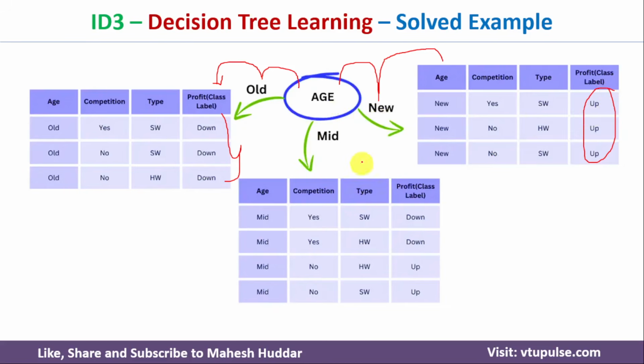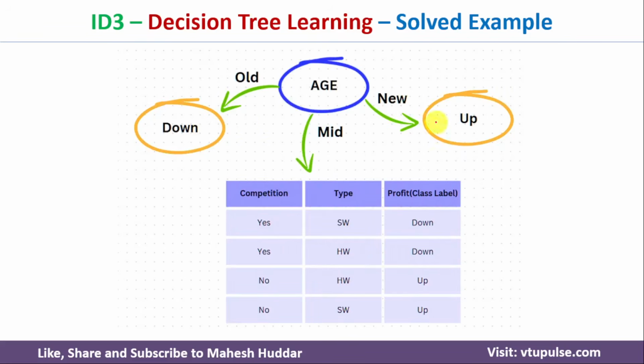And whenever we consider attribute value as mid, we are getting 4 examples, in that 2 belong to down and 2 belong to up. So we cannot replace this one either by down or up. That is what you can see here. And for this one we need to build the decision tree.